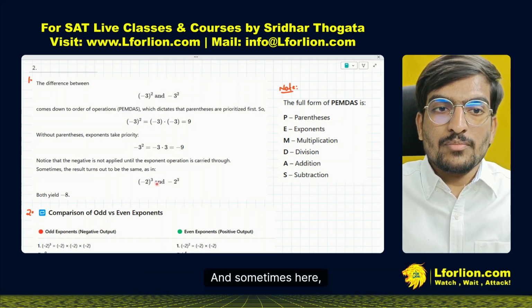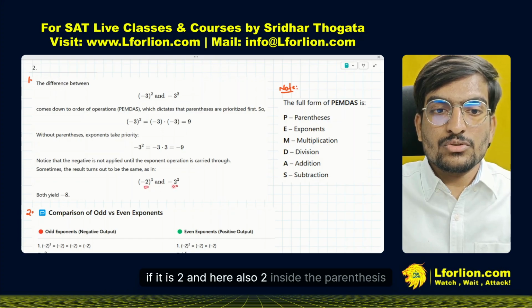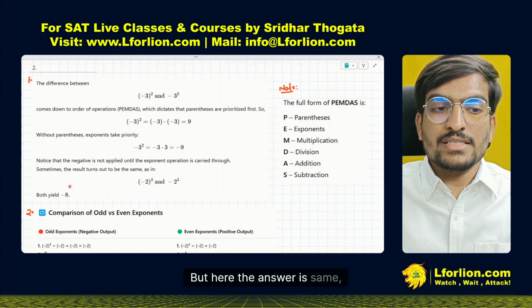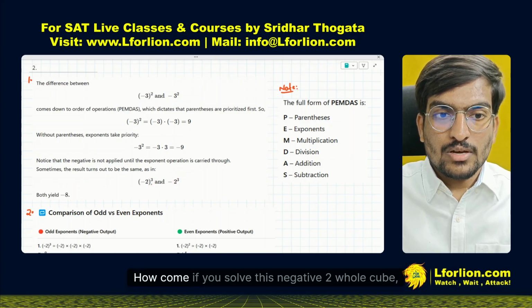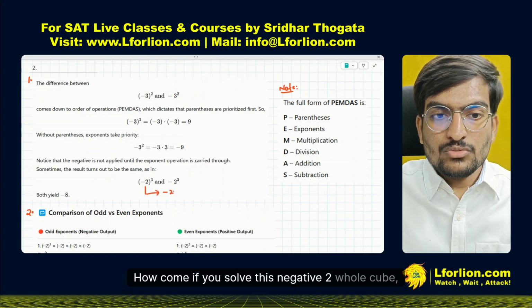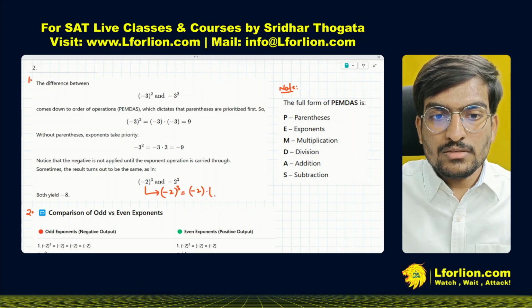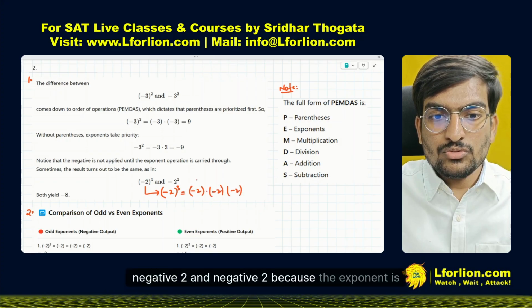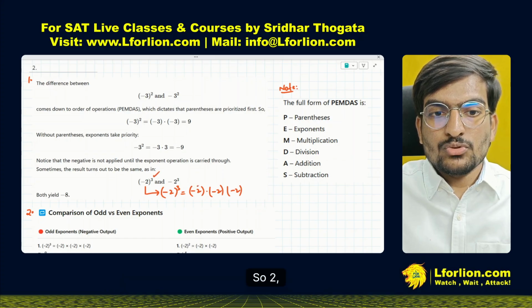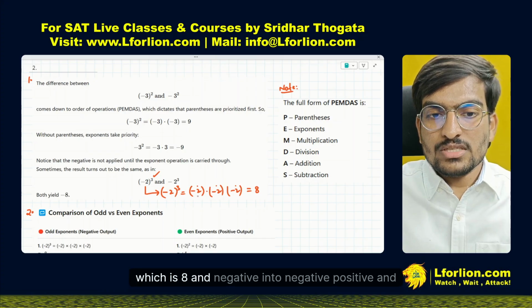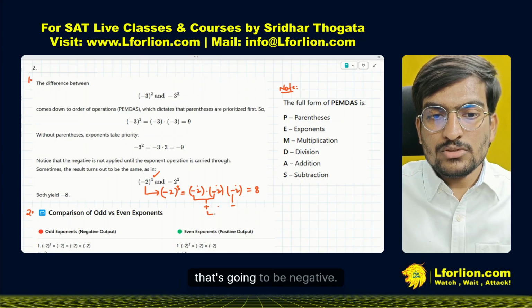And sometimes, if it is 2 here and also 2 inside the parenthesis and the exponent is 3, the answer is the same, negative 8 only. How come? If you solve this, negative 2 whole cube, that's going to be negative 2 in parenthesis, negative 2 and negative 2, because the exponent is 3. So 2 times 2 times 2, which is 8, and negative into negative is positive, and positive into this negative is going to be negative. So the answer is negative 8.